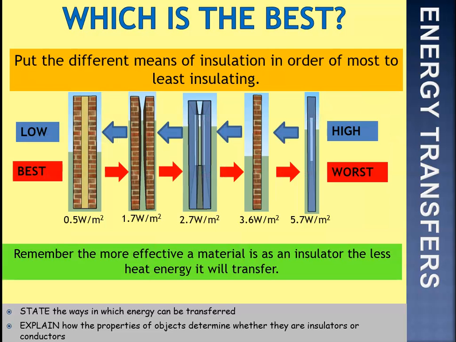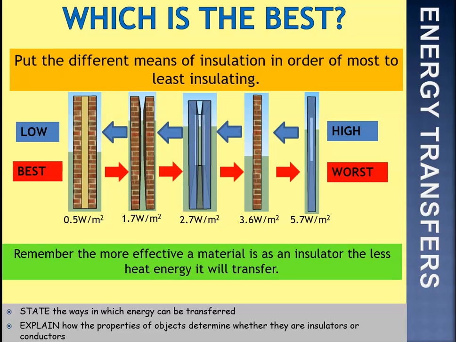Okay, the best insulator in that case would be the cavity wall insulation. The more effective a material is as an insulator, the less heat energy it will transfer, so that would be great at doing that. So if we have 2 brick walls, a gap in between, and we place a foam in between there, that will reduce the amount of heat that's transferred. The worst, without a doubt, is the single pane of glass. The single pane of glass will transfer quite a lot of heat through it. Double glazing reduces that quite a lot.